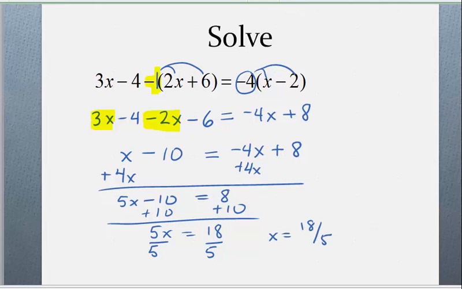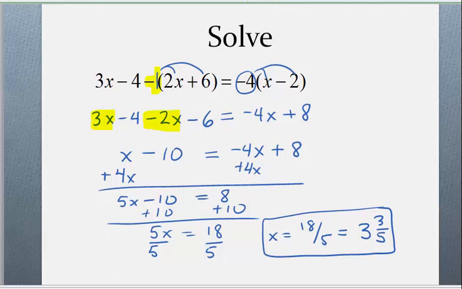Or if you really feel uncomfortable with that and you want it to be a mixed number, 5 divides into 18 3 times with 3 left over. So the solution is either 18/5 or 3 3/5. Most people in algebra will leave it as 18/5.